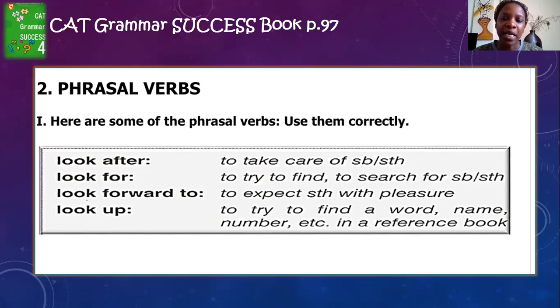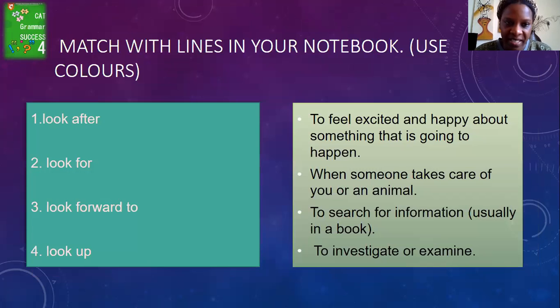Or if there is a word that you need to find, you can look it up in the dictionary, okay? So look it up means to investigate something. You need to investigate something or someone, like a word or a phone number or a reference or something like that. So these are the ones that we are using for today: look after, look for, look forward to, and look up. Now, using the same phrasal verbs that I told you, here you are going to copy this in your English exercise notebook and match them with lines. Use colors.